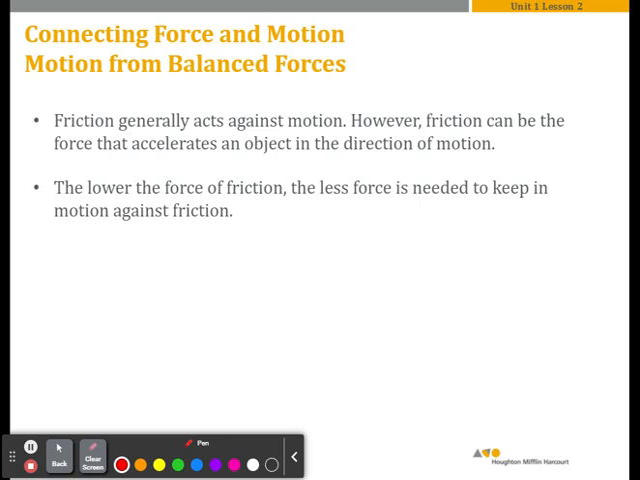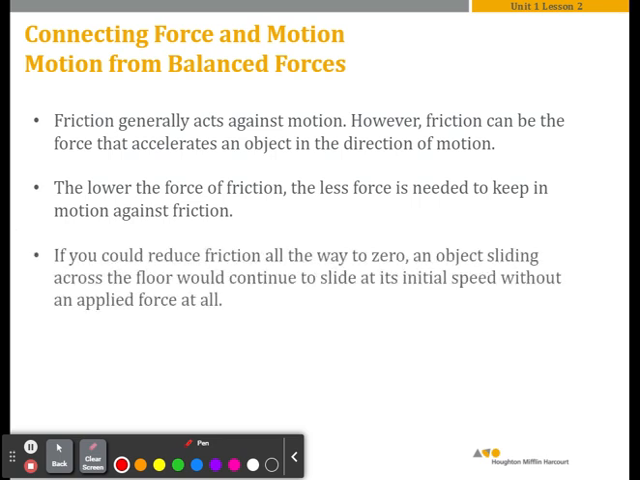If you have greater force of friction, like if you have hiking boots on a dirt trail, you're going to have a greater force of friction, and you're going to be less likely to slide, right? Because you have that great force of friction working against your sliding.